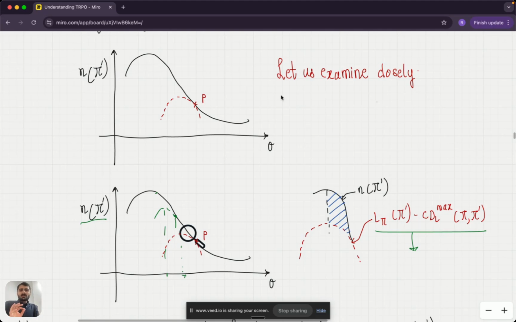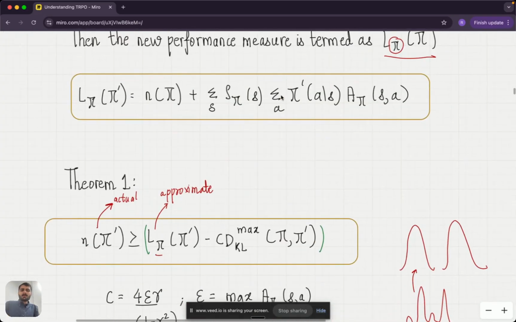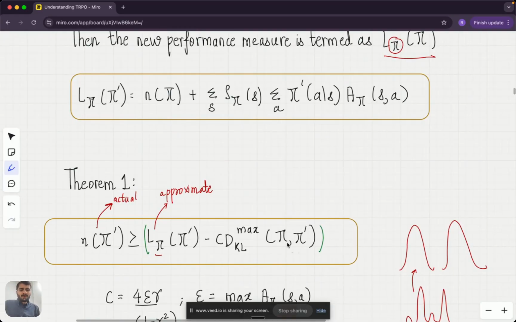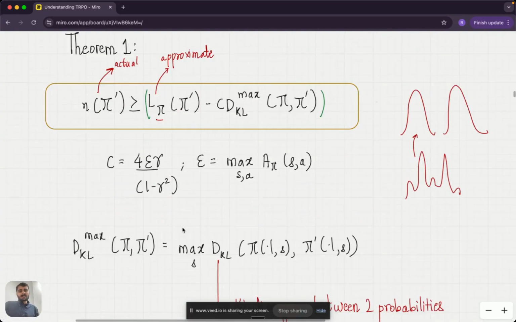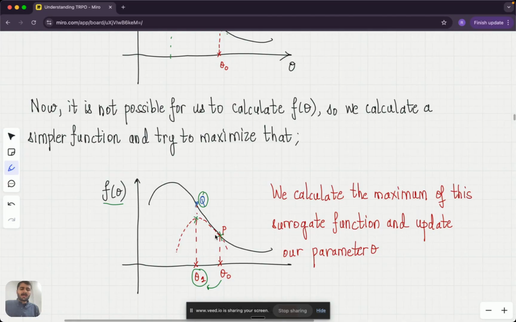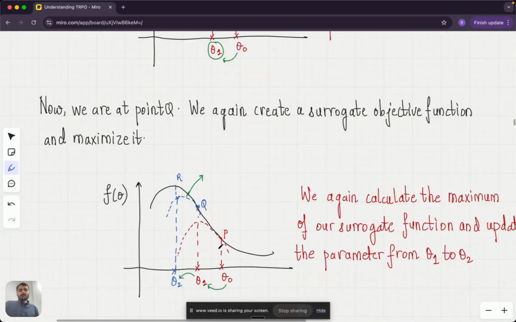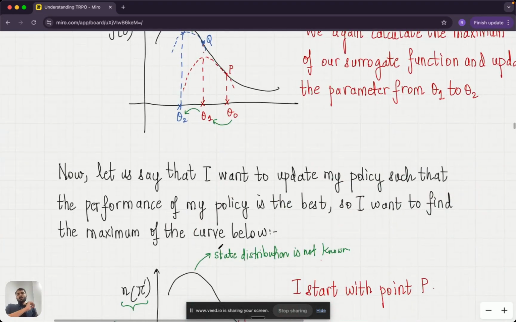Now, the question is, does it match this function if pi equal to pi dash? Well, if pi equal to pi dash, both the distributions are the same and KL divergence is equivalently 0, right? And if pi equal to pi dash, then L pi dash is exactly the same as n of pi dash. So yes, they do match. So this surrogate objective matches exactly with the true objective at one point. And we have now constructed this surrogate objective function.